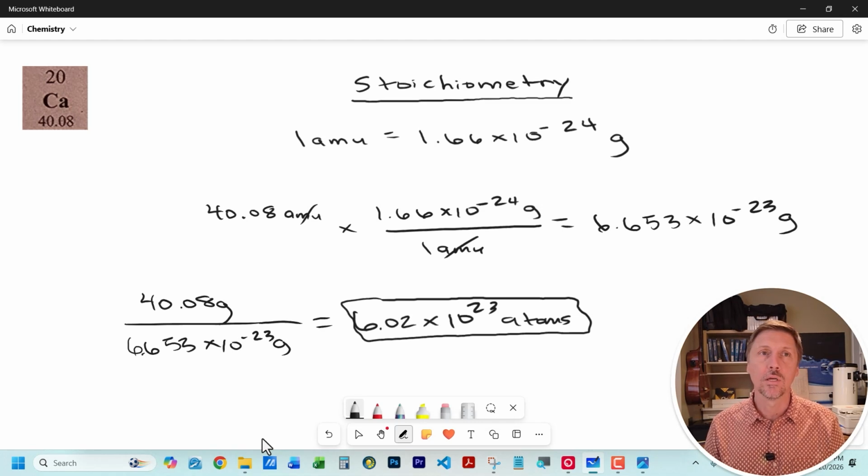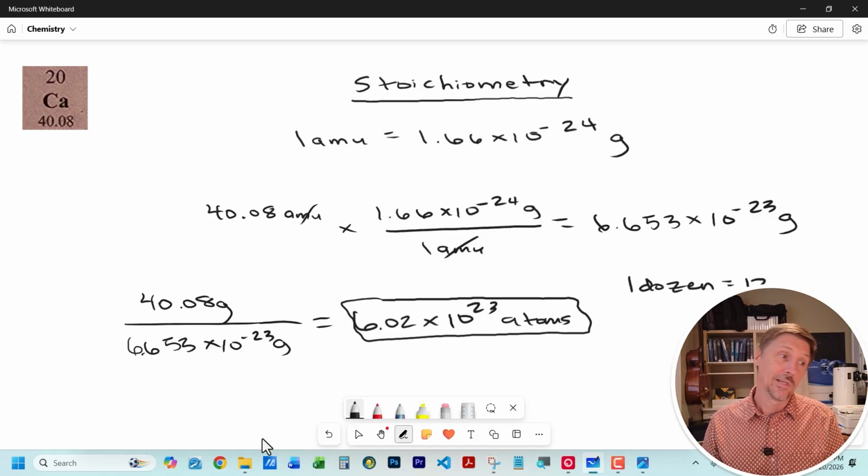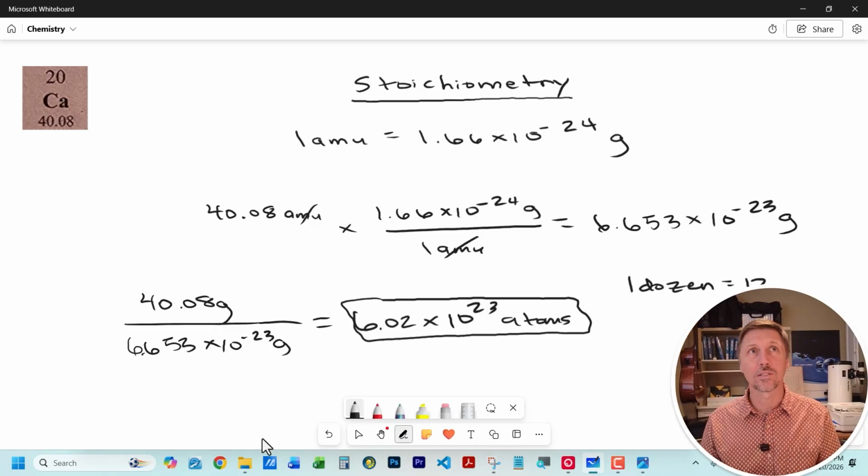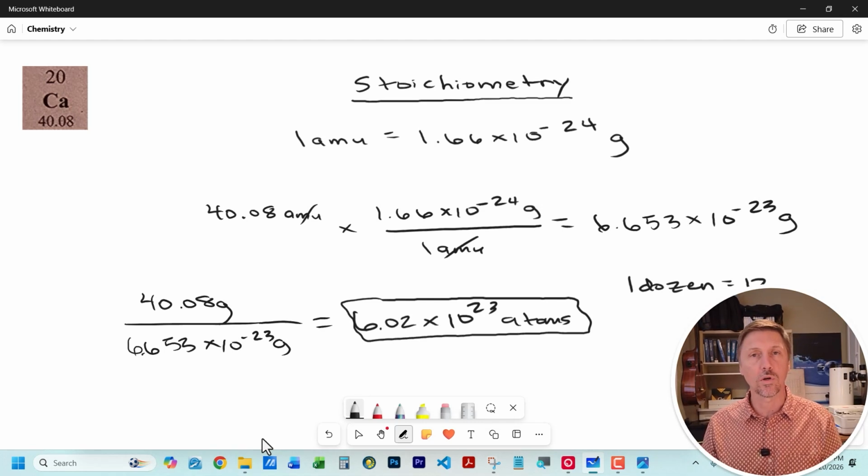Now, why do I say of something? Because a mole is a value like a dozen, right? What is a dozen? Well, we say 1 dozen equals 12. 12 what? Well, 12 of anything, right? If I have a dozen eggs, then I have 12 eggs. But I could also have a dozen brownies, right? I don't know why brownies keep coming up in chemistry, but they do. So a dozen brownies, I have 12 brownies, right? It's a word that we use that we know means 12. If I get a dozen donuts, I have 12 donuts.